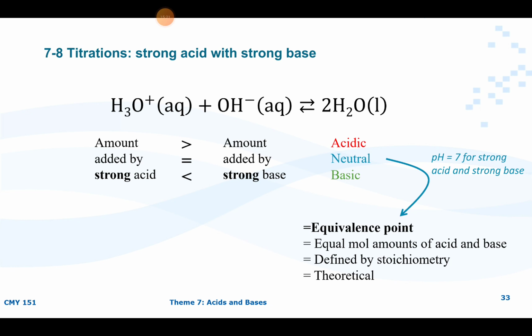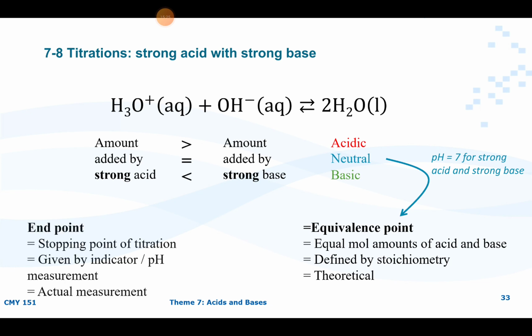If we've got a strong acid and strong base, remember, this completely neutralizes, so we've got pH 7. The more practical point that we note is the end point. That's when we stop the titration, when we see a color change or anything like that. And generally speaking, we want to design our experiment and practice our skills until the endpoint and equivalence point are as close together as possible.